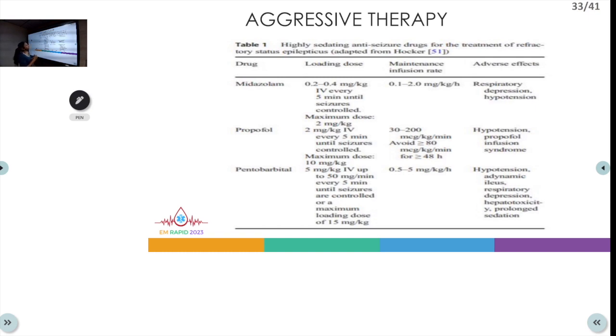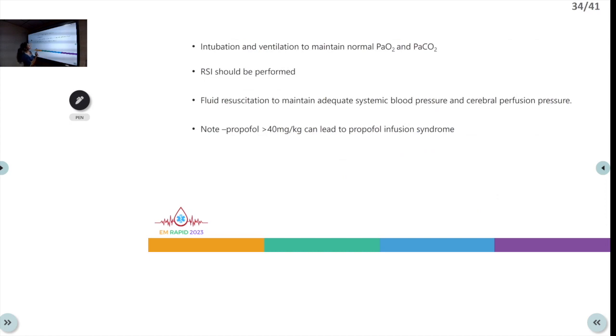Okay. So the side effects of continuous infusion: we have already discussed the benzodiazepine side effects like respiratory depression and hypotension. With propofol, there can be hypotension and propofol infusion syndrome. And with phenobarbital, we have already discussed the respiratory depression and cardiovascular side effects.